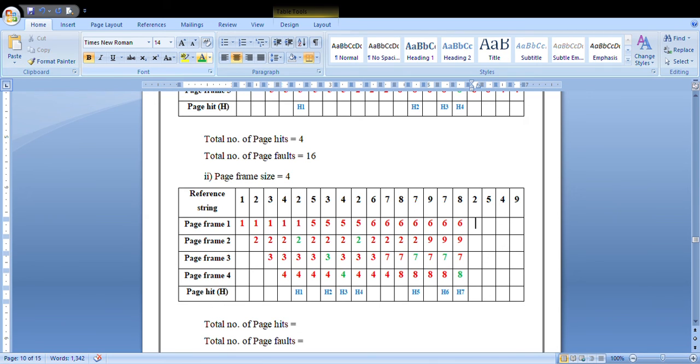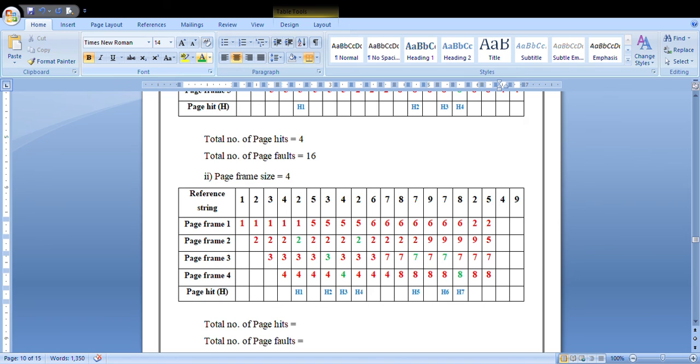Next is 2. 2 is not existing in the page frame, so you need to replace the oldest one. Here the oldest page is 6. So replace 6 by 2. 2, 9, 7, 8. 5 is the new page, so replace from the oldest one. 9 is the oldest page here, so replace 9 by 5.